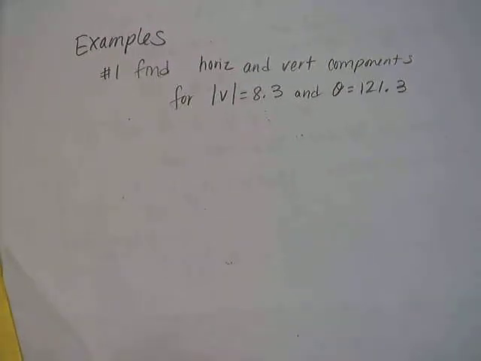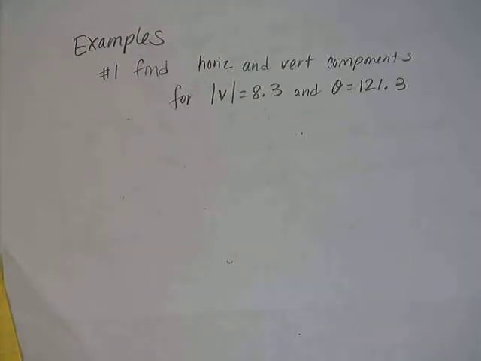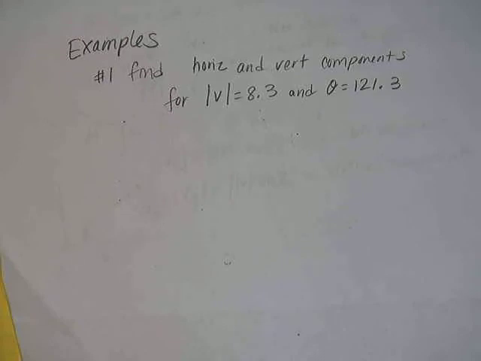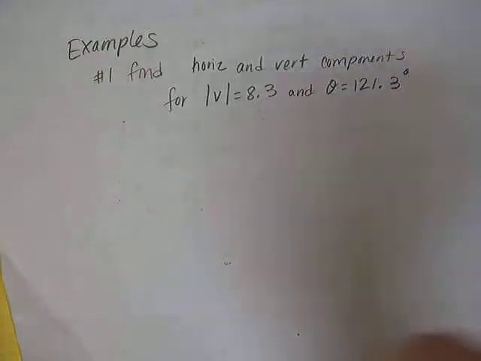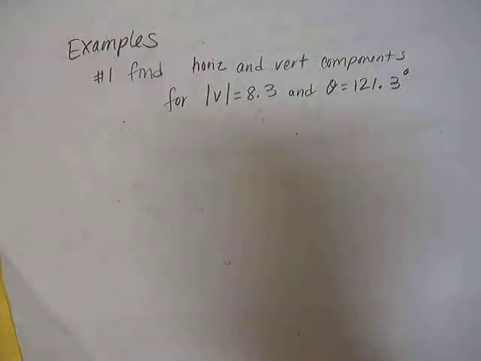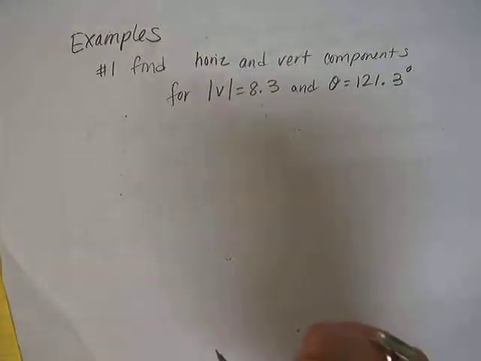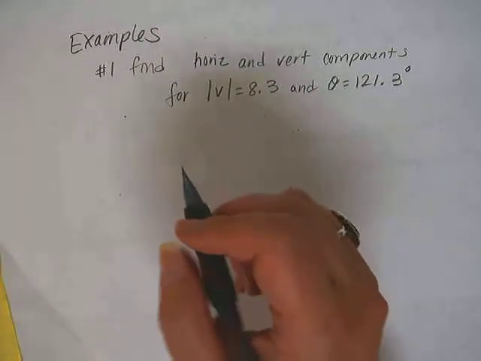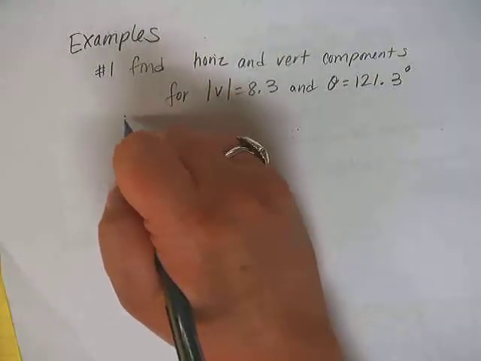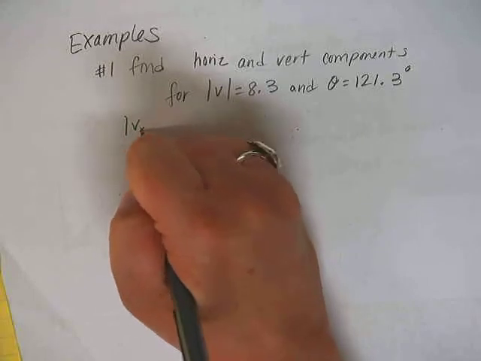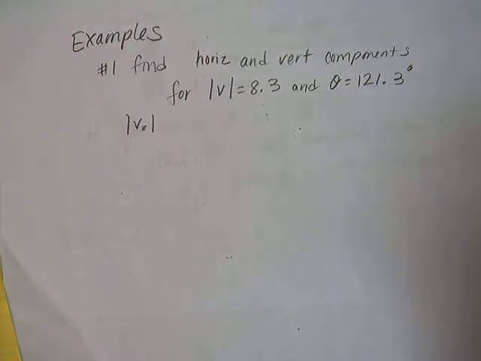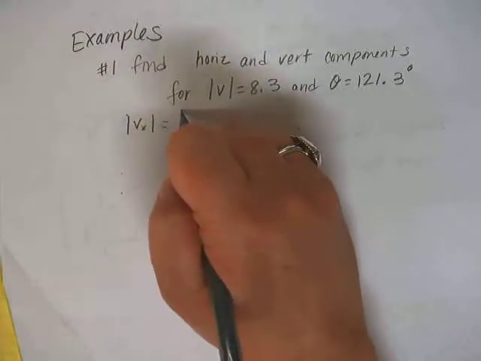Example number 1. Find the horizontal and vertical components for a vector that has a magnitude of 8.3 and a direction angle of 121.3 degrees. The good news about this chapter is that we don't use radians very often. We pretty much just use degrees, which I know you guys are more comfortable with. Okay, so let's go ahead and use the formulas we just learned to find the horizontal component.